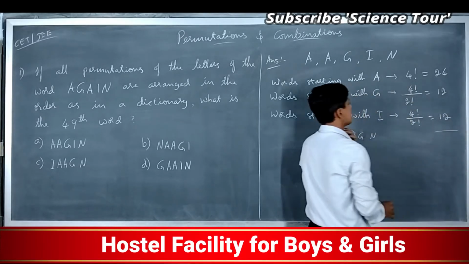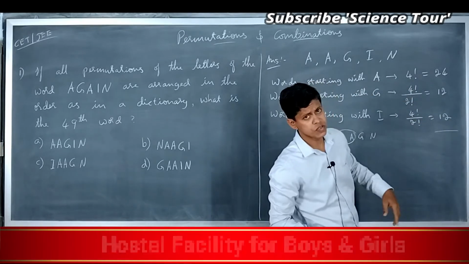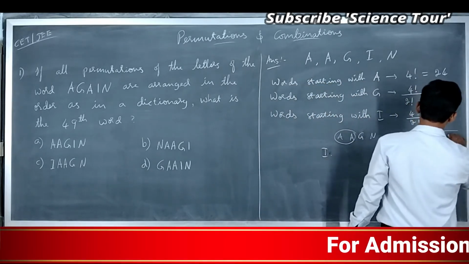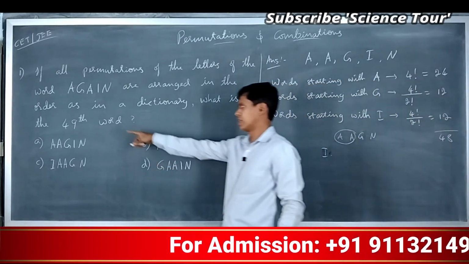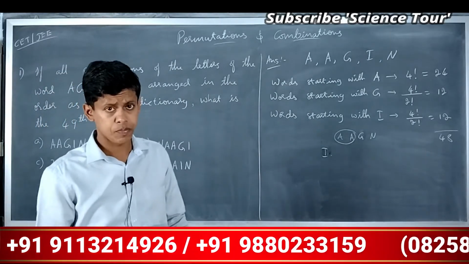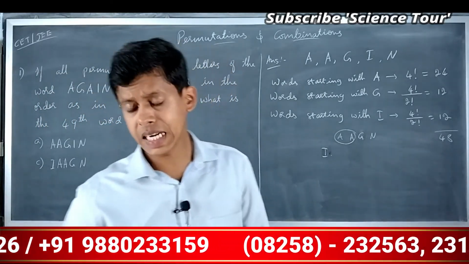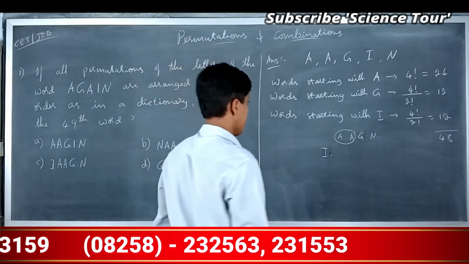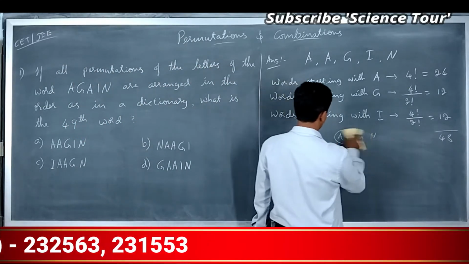Now totally how many words are done? 24 plus 12 plus 12, that is 48, right? Yes. So the next word will be the 49th word. Totally 48 words are done, so the word that you will write next will be the 49th word. And what will that word be?